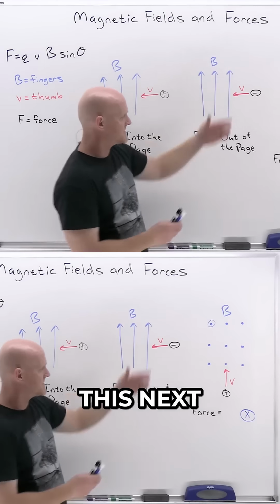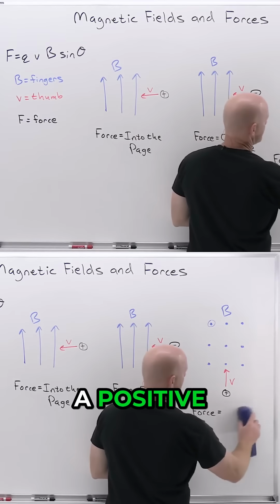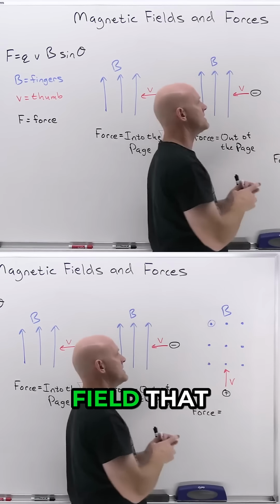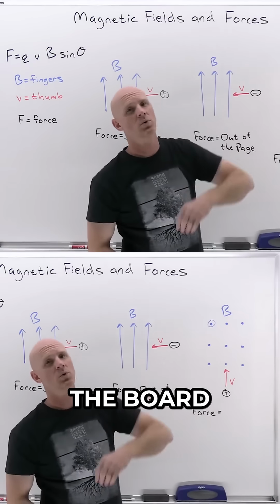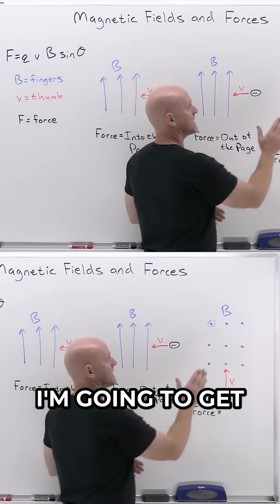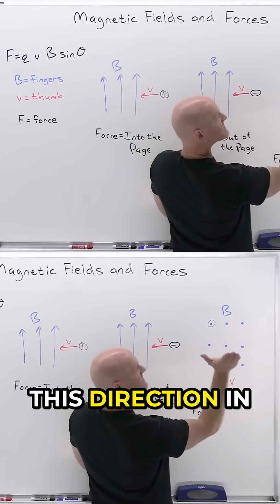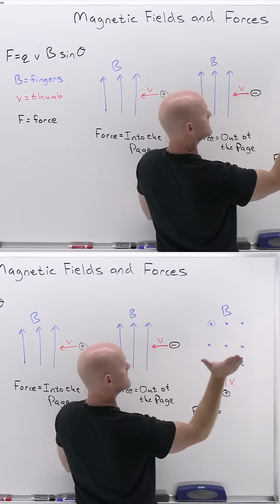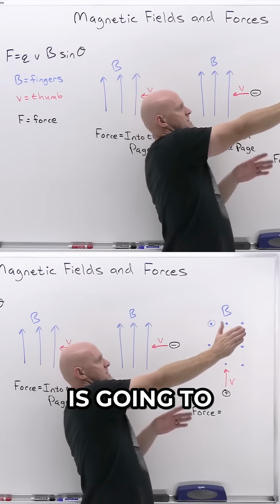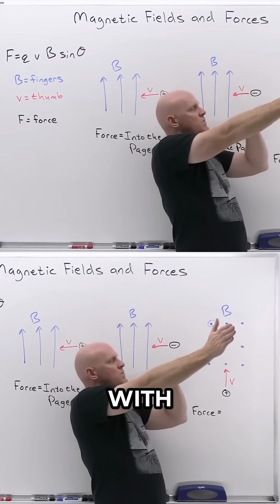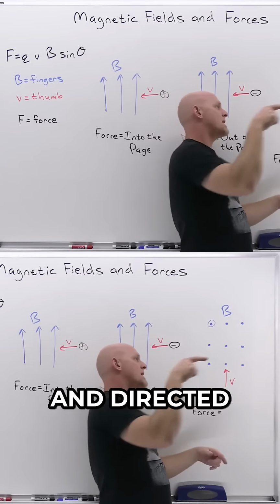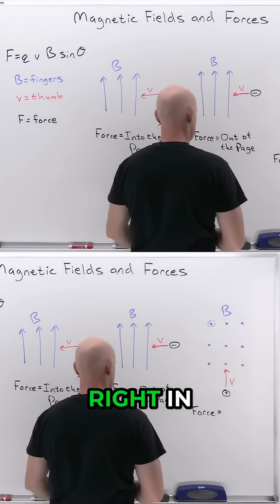In this next example, we've got a positive charge with a velocity that's pointing up, encountering a magnetic field that is directed out of the board. If we apply our right-hand rule, first I'm going to have to get my fingers pointing out in some way, shape, or form out of the board. Then I need my thumb to point up. My hand is going to be oriented in just such a fashion, with the magnetic force coming out the palm for a positive charge, directed off to the right in this case.